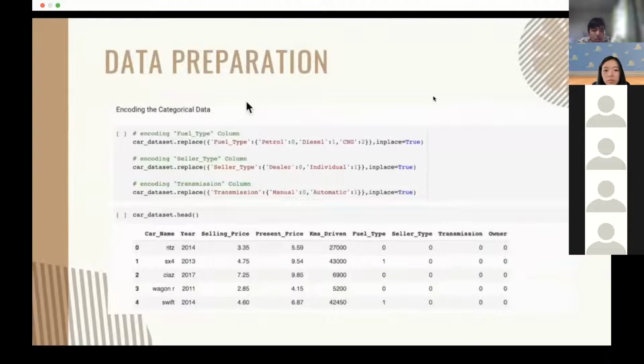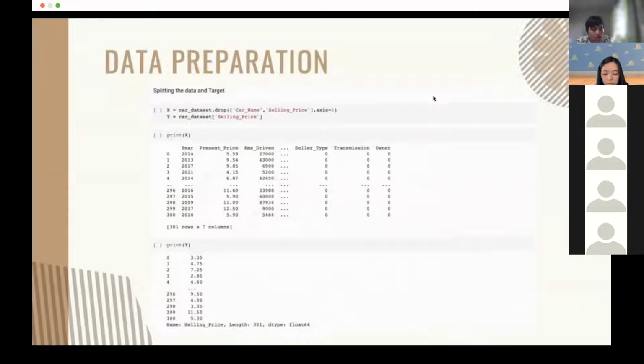Next, we will be doing the data preparation by starting with replacing the float data by integer, to make it possible to plot in the scatter. So in this case, we replace petrol with 0. And here it comes out like this.